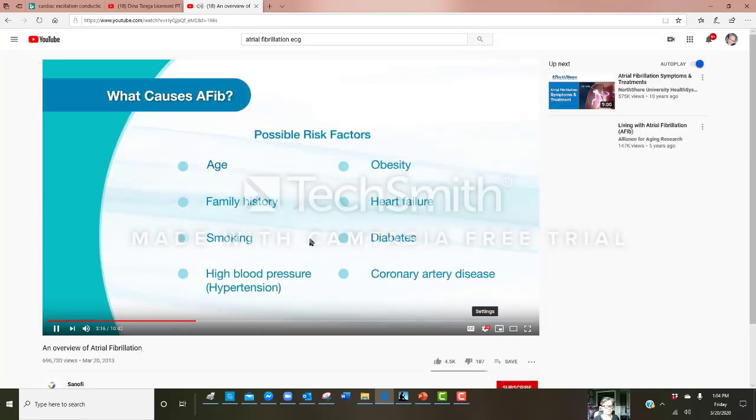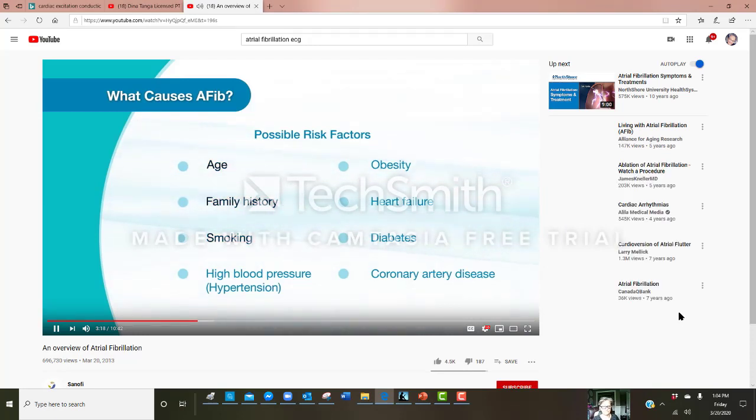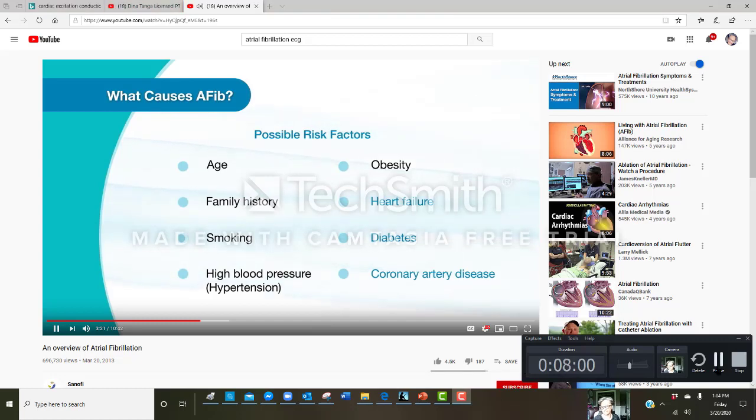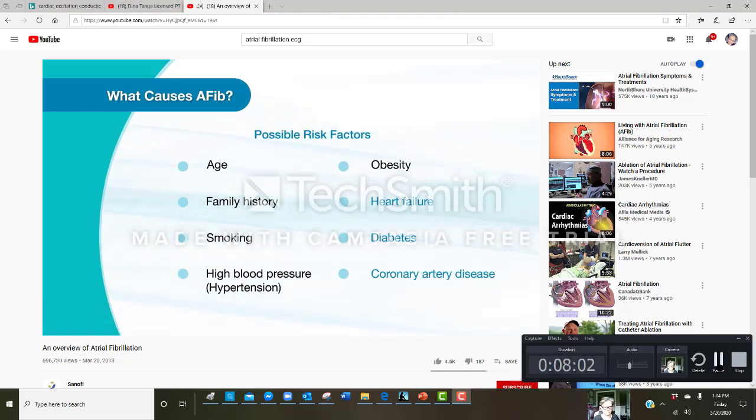These include age, family history, smoking, high blood pressure, or hypertension, and obesity. Also, if you have any of the following conditions, you're more at risk of AFib: heart failure, diabetes, or coronary artery disease. The more of these risk factors you have, the more likely it is you might experience AFib. Be sure to discuss your full medical history with your healthcare provider.